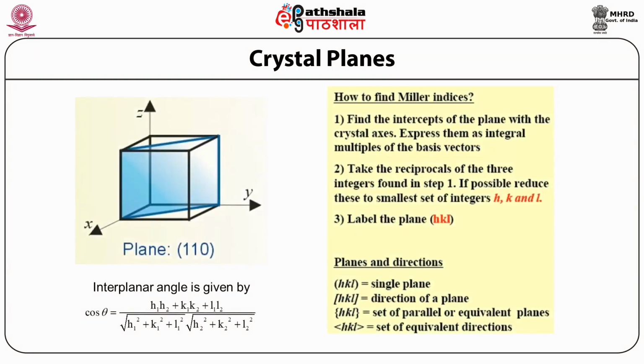What are Miller indices and how do we find them? Miller indices form a notation system in crystallography for planes in crystal Bravais lattices. In particular, a family of lattice planes is determined by three integers h, k and l, the Miller indices. They are also written as hkl.